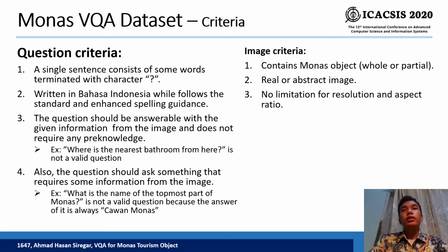The image criteria: it should contain the Monas object, either whole or partial. The image can be real or abstract. And for the resolution and aspect, we don't give any limitation.